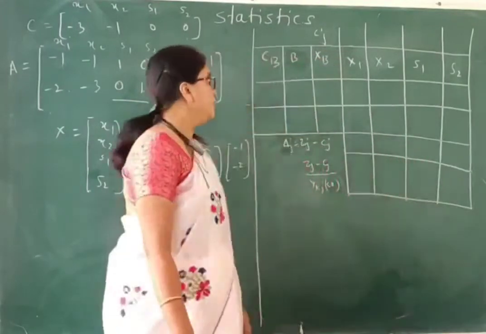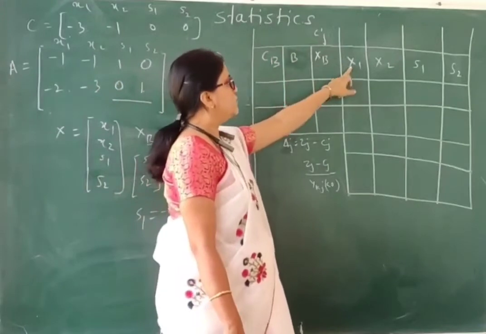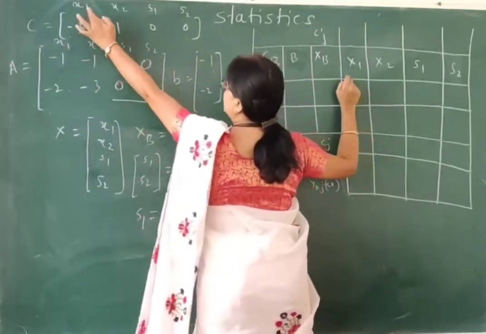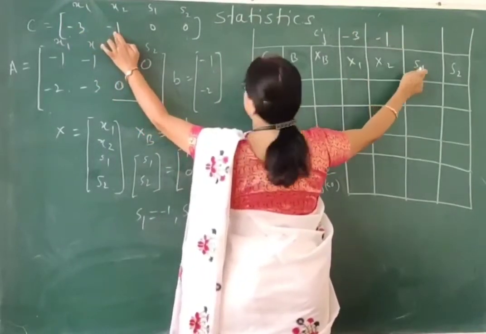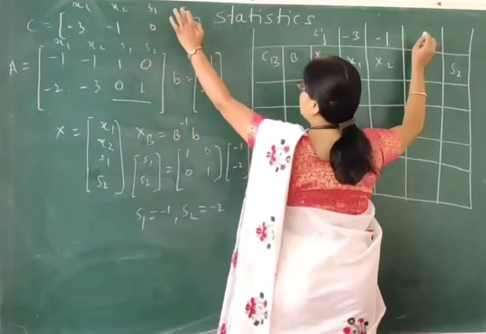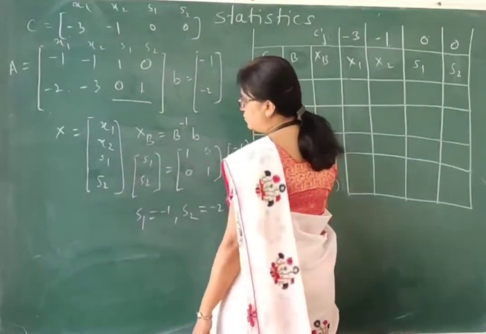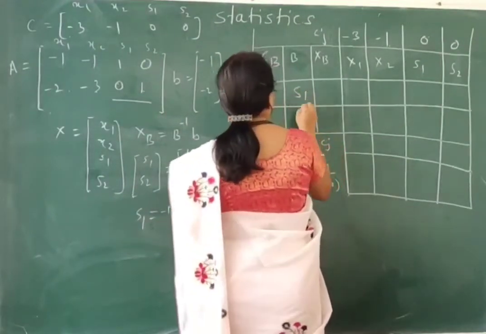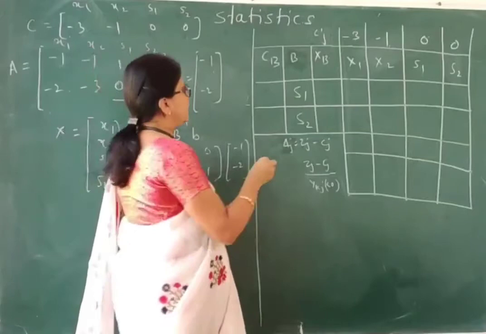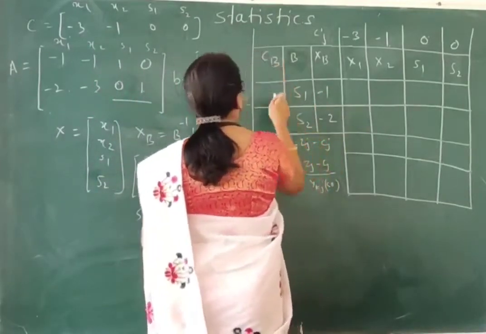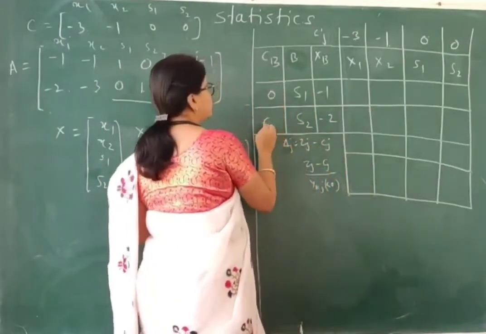Now, let me have our table. I can have a table in this manner. The cost values related to x1 is minus 3, for x2 it is minus 1, for s1 it is 0, and for s2 it is again 0. Now, the basic variables, s1 and s2, we write over here. Then the values of the basic variables, minus 1 and minus 2, are present over here. And the cost related to s1, s2: the cost of s1 is 0 and the cost of s2 is 0.